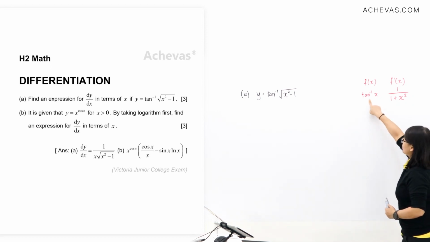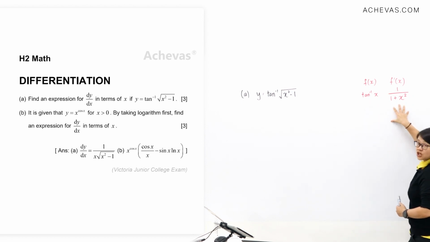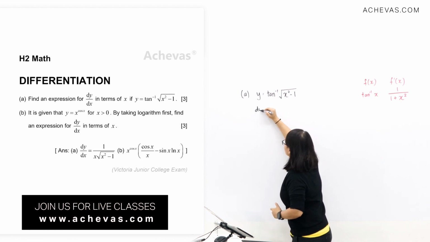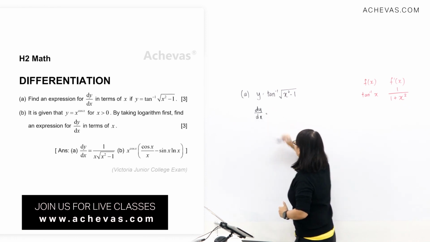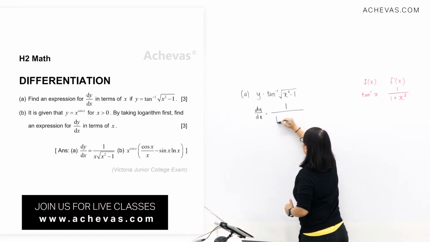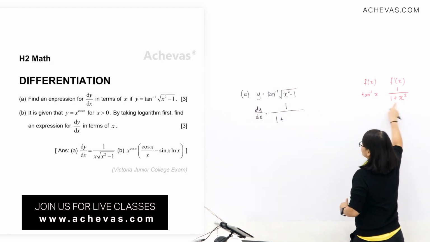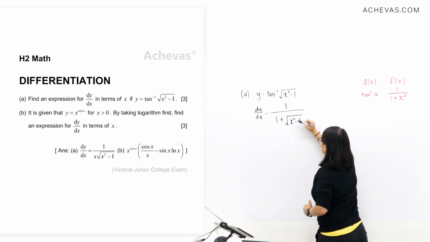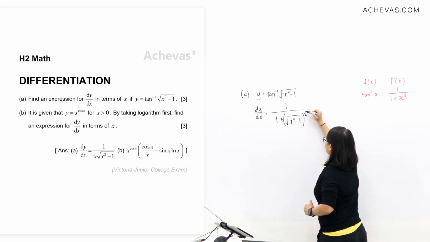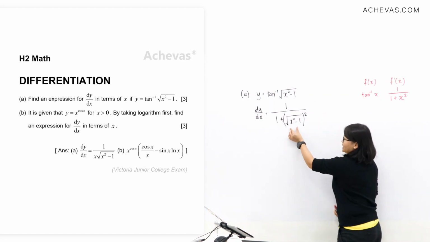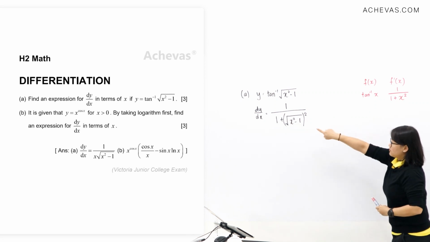If I'm going to differentiate tangent inverse of x, I'll be getting this. So I'll be using this and I'll be doing this question over here. So dy/dx will be equal to, referring to this, 1 over 1 plus, instead of x, we'll be writing the square root of x squared minus 1, the whole thing raised to power of 2. Since I have a function in x in here, I'll be differentiating this again.